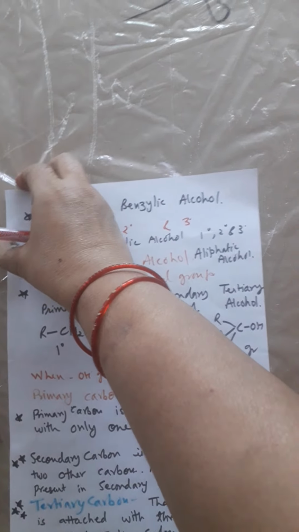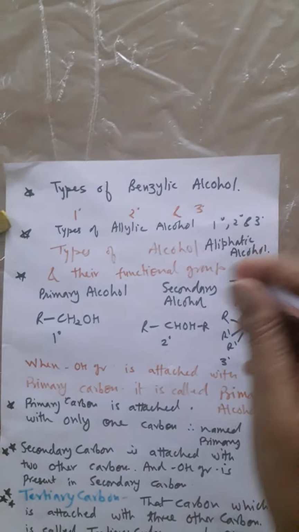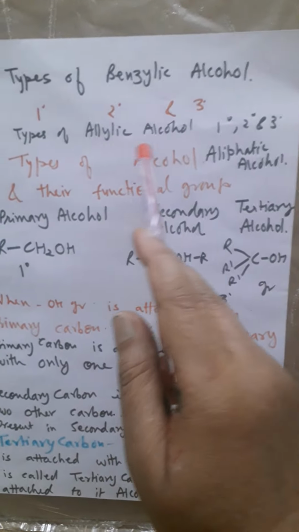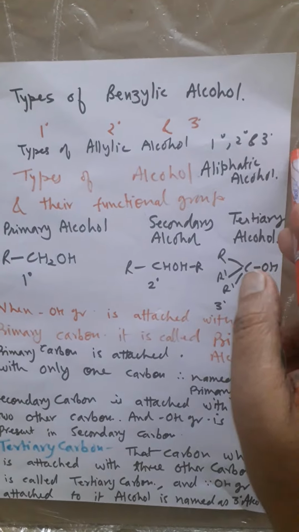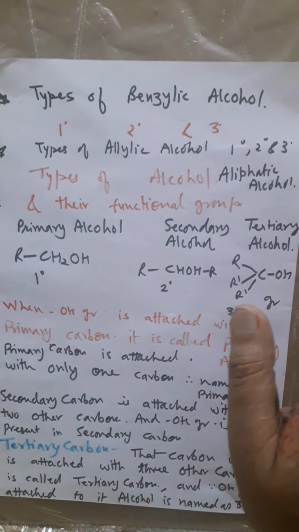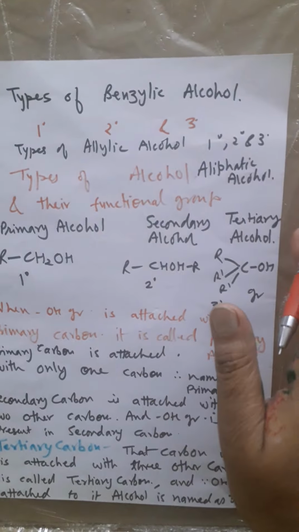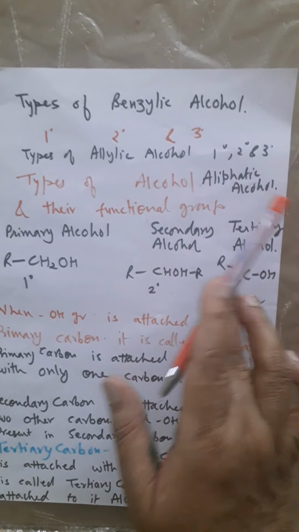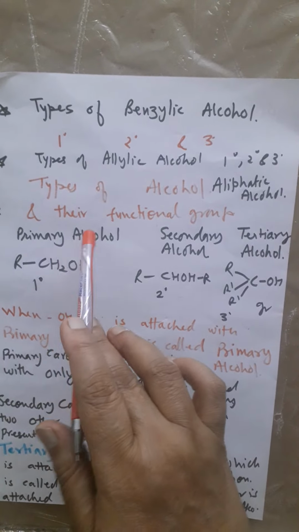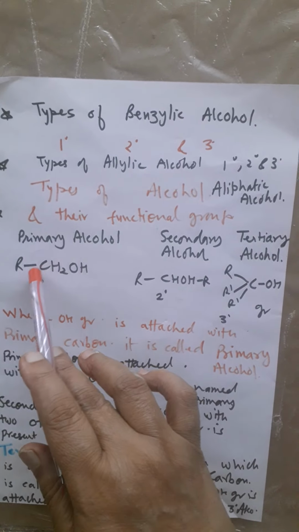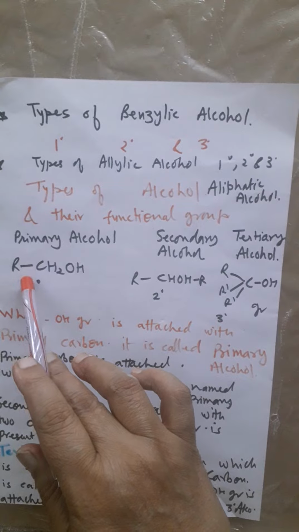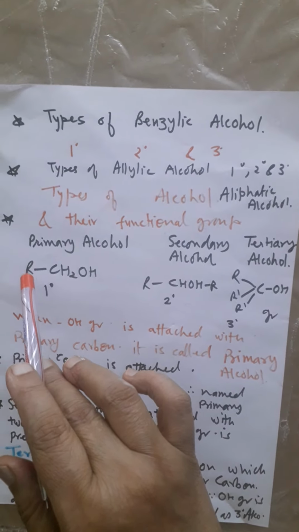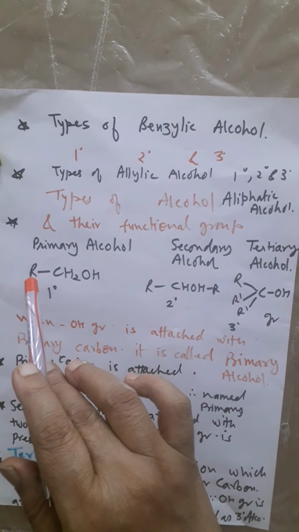Now we will go for the summary of this classification. Types of benzylic alcohol: 1 degree, 2 degree, 3 degree alcohol. Types of allylic alcohol: 1 degree, 2 degree, 3 degree alcohol. All of them are classified in such a manner, and all aliphatic alcohols also are 1 degree, 2 degree, 3 degree. So primary alcohol is the RCH2OH grouping. This R can be a phenyl group, or benzyl group, or allyl group, or benzene ring.